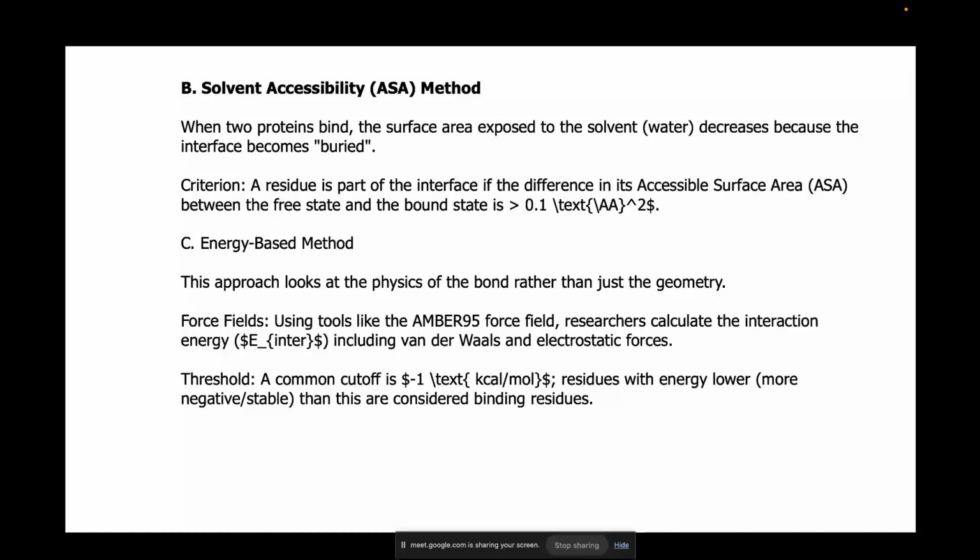Now we talk about the solvent accessibility method. This is another method by which you can quantify protein folding. Excuse the curly brackets and everything. I've used this from LaTeX, so it has directly copied the LaTeX text, which is not interpretable in PowerPoint, so apologies for that. When two proteins bind, the surface area exposed to the solvent decreases because the interface becomes buried.